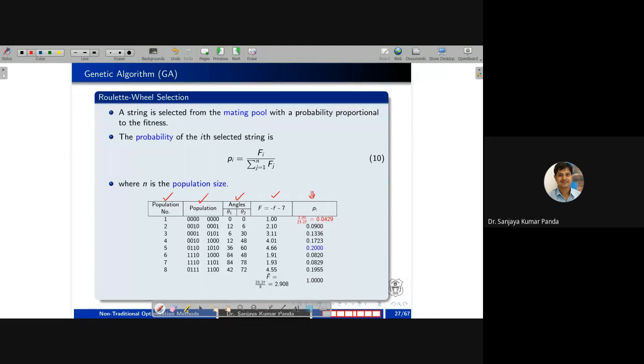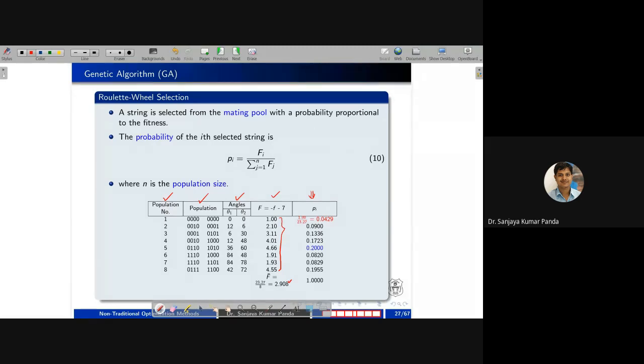What Roulette-Wheel selection is doing is that a string is selected from the mating pool with a probability proportional to the fitness. So after finding the fitness of each and every population, we are finding the average fitness. What is average fitness? Average fitness is nothing but the sum of all the fitness divided by 8, because we have taken 8 populations. So the sum of all fitness values divided by 8, you will get 2.908. That is the average value. So those values which are below 2.908 are bad population. If it is above 2.908, they are above average population.